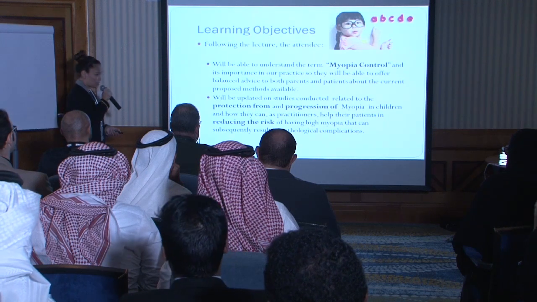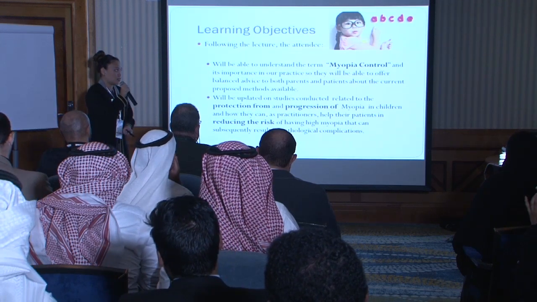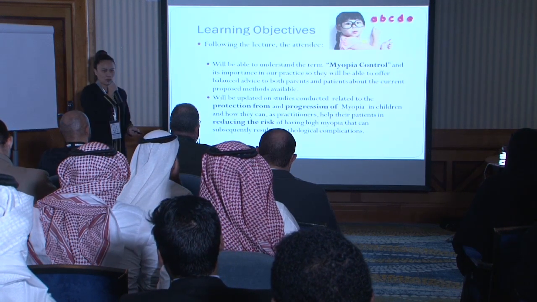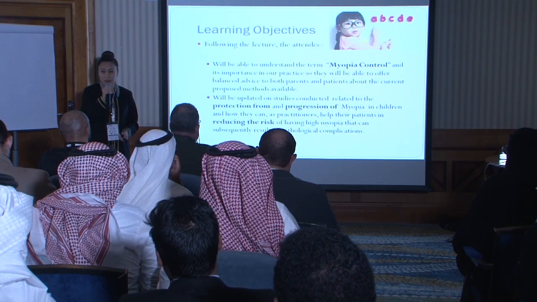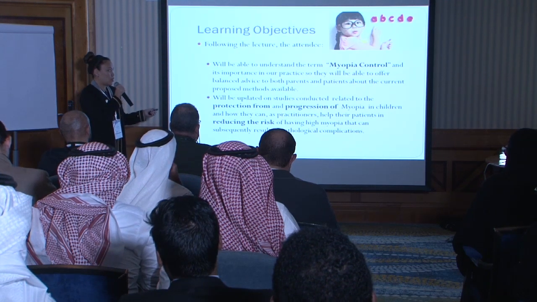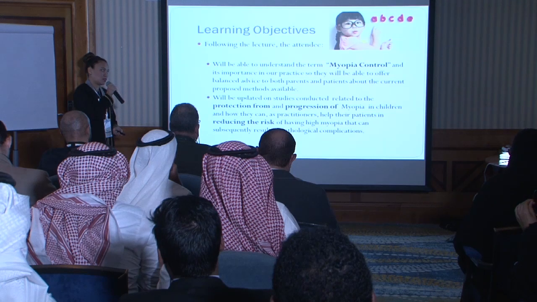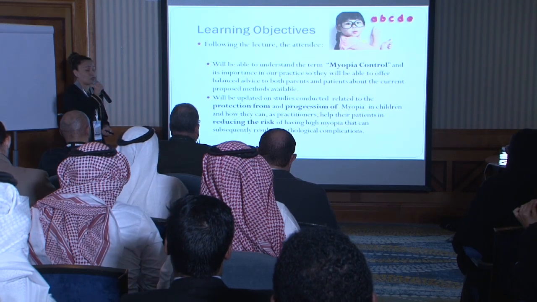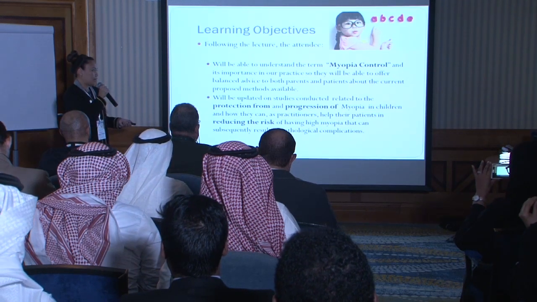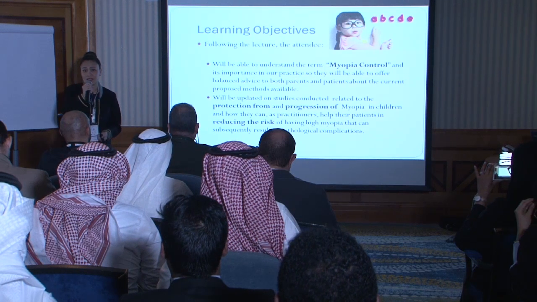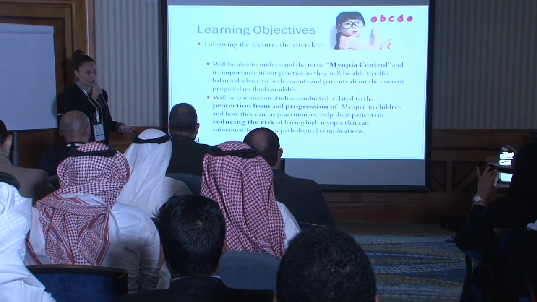So our learning objectives today are to understand what myopia control is. When you say myopia control, what do we mean by it? And then we want to be updated on the studies conducted related to protection from and progression of myopia. And how are we going to reduce the risk of high myopia? And what are they anyway?